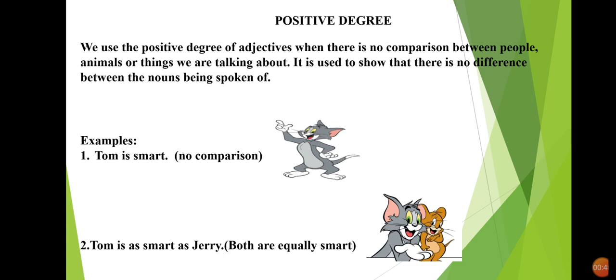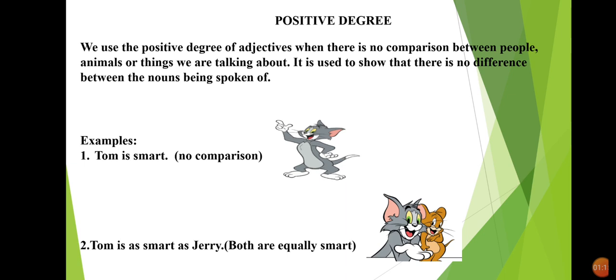Positive degree. We use the positive degree of adjectives when there is no comparison between the people, animals, or things we are talking about. It is used to show that there is no difference between the nouns being spoken of. For example, Tom is smart. It means here Tom is not compared with anyone.